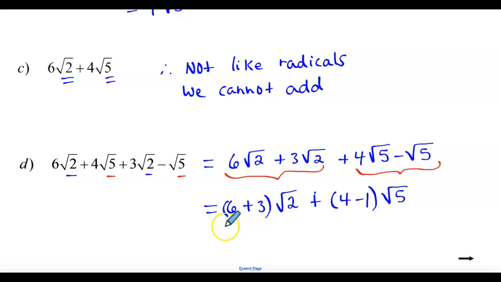So now, last but not least, we can simplify what's inside our brackets. 6 plus 3 is 9 times the square root of 2 plus 4 minus 1 is 3 times the square root of 5. So we were able to do some addition and subtraction in this question, but we have to be careful to make sure that when we do that, we're actually adding or subtracting like radicals.